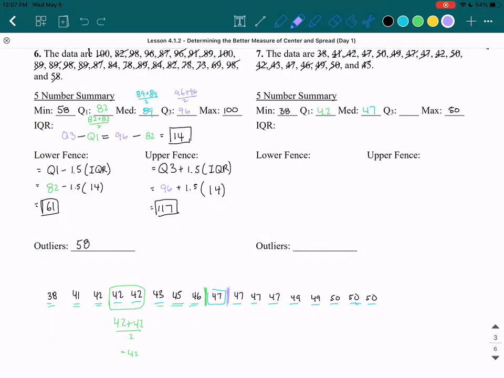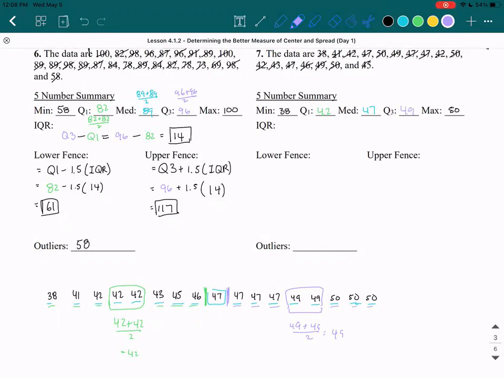Let's do our Q3, which is taking the second half from here to here, not including our median, okay? Notice I did not include the median. And then we're going to do our cross cross until we get to the middle. We got 49 and 49. Add it together. Divide by 2 gives you our Q3.